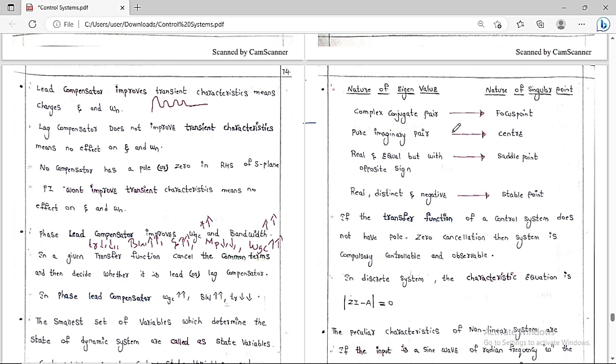Yes, all are going to lie in the left half of the s-plane. Then this one is said to be a stable point. Eigenvalues, simply we can say, are the roots of the characteristic equation, that is, 1 plus G(s)H(s) is equal to 0.